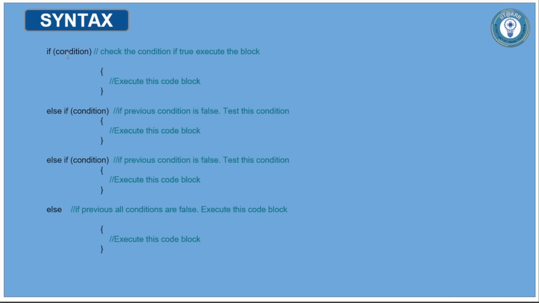If the condition here is false, then it will check for the condition in else if block. If it is true, then this block of code will get executed. If this is also false, then it will check the condition for the next else if block. If it is true, then it will execute this block of code. If all the else if statements are false, then finally it will execute the else block.